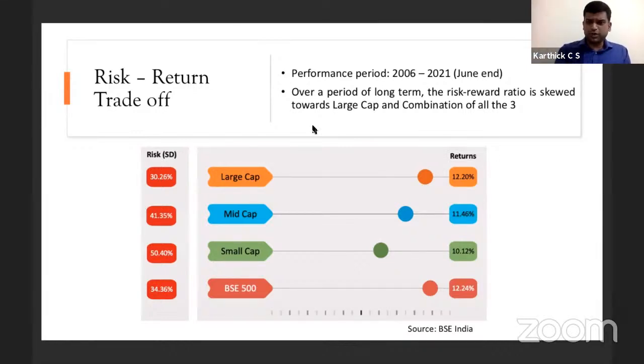So don't just look at only the returns part. The very important element you should be looking at, on the left-hand side of the screen, you would see risk as well. Look at the risk composition. What we have done is calculated standard deviation. The risk involved for mid and small cap is significantly higher compared to large cap. But the moment you mix all the three, again, risk gets balanced out. So you can say large cap and a combination of all the three categories carries much lower risk compared to investing only in mid and small cap.